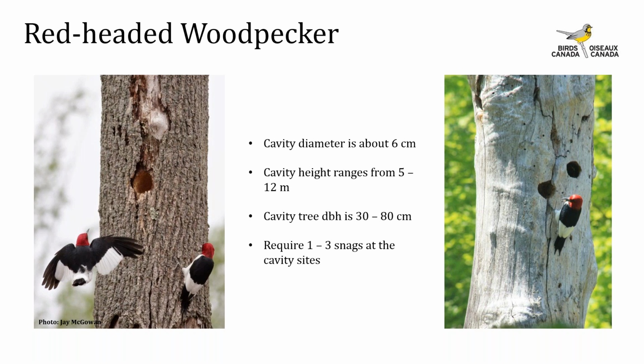As I mentioned, dead wood is important, so at the nest site there has to be at least 1 to 3 snags in the immediate vicinity of the nest, along with that open area, that savanna-like habitat. These snags are all used for nesting, roosting, perching, and feeding from.